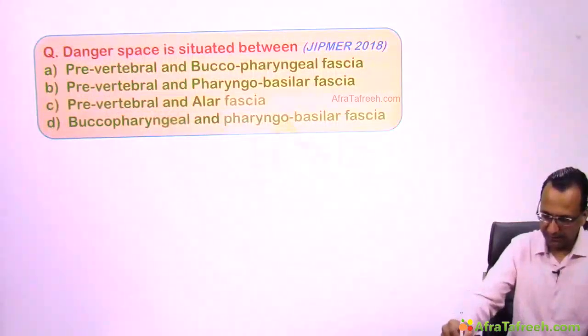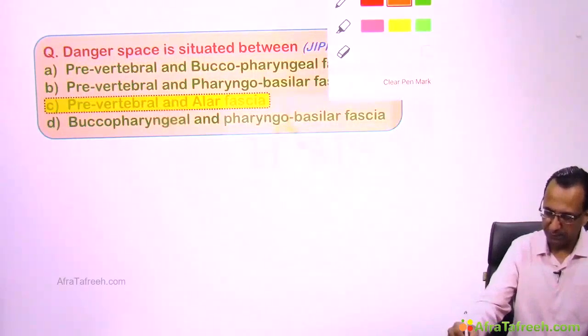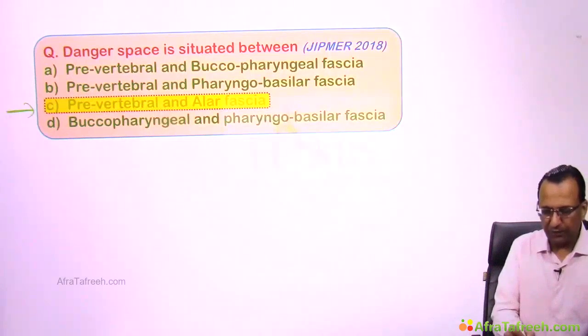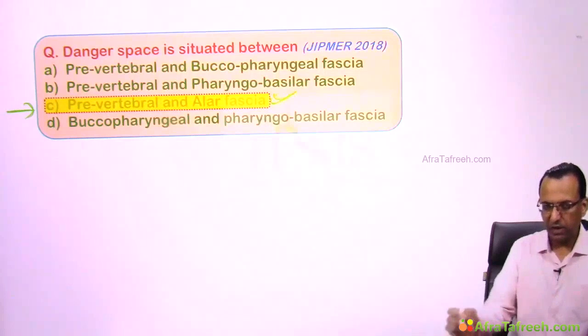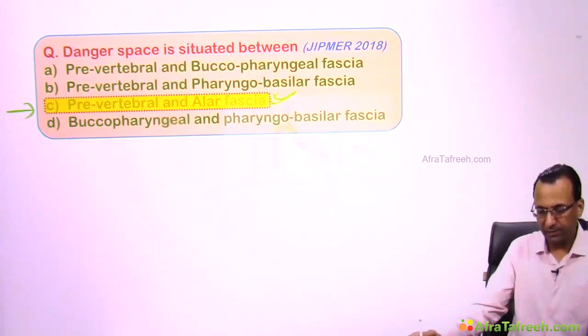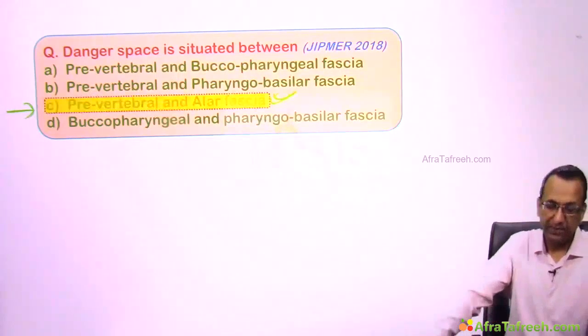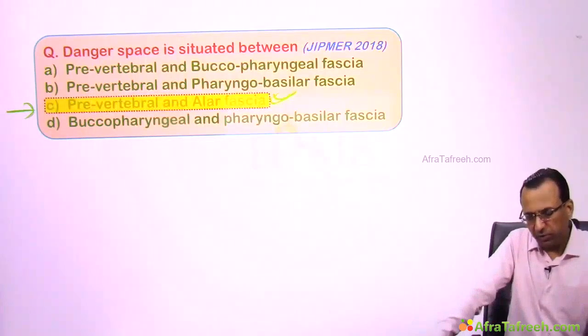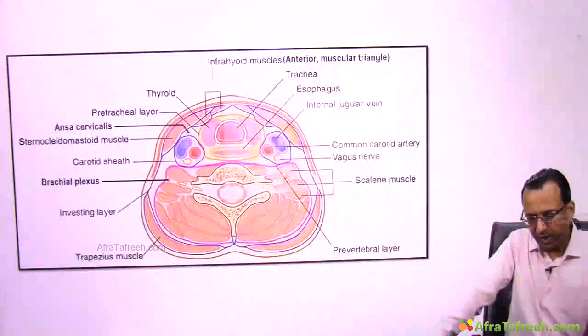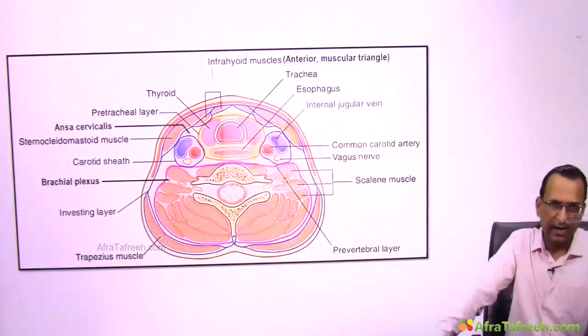Yeah, correct. Because we have told the prevertebral fascia splits anteriorly, forming the alar fascia, and between the two is the danger space. So that is the answer. Keep the answer there. As you keep that answer there, this is the diagram which we'll be quickly looking at now.